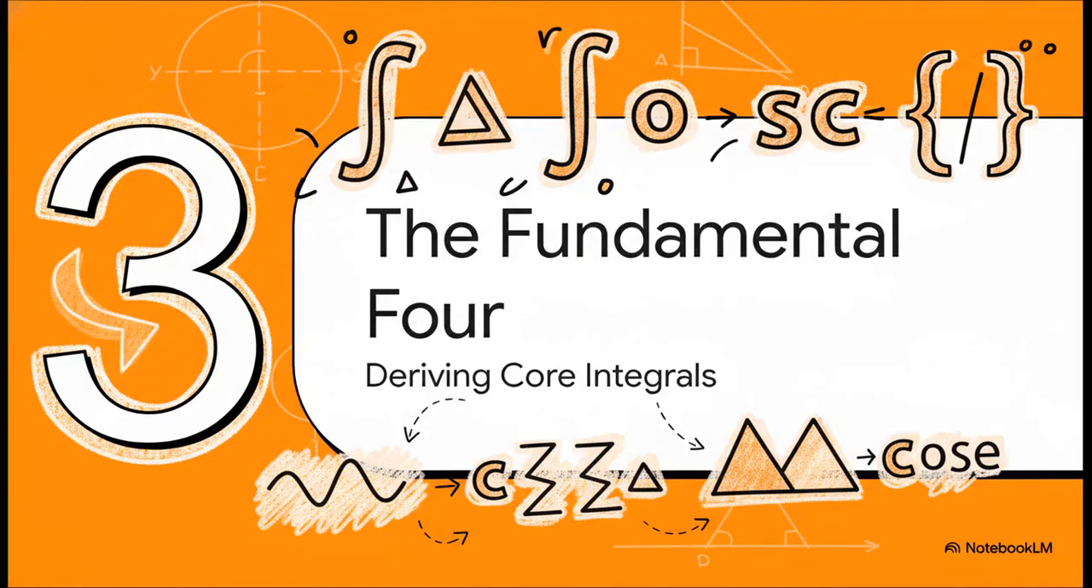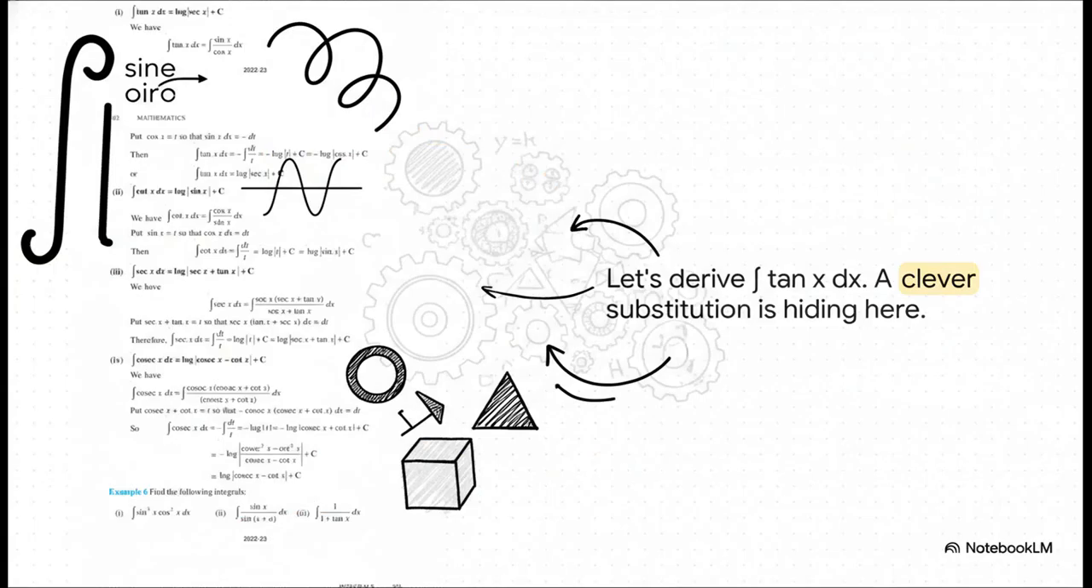All right, let's head into Section 3, the fundamental 4. Now, you probably had to just memorize the integrals for tangent, cotangent, secant, and cosecant. But did you ever stop and wonder where those formulas actually come from? Well, it turns out they're built using the exact same ideas we've been talking about. So for our example, let's just pick one and derive the integral of tangent of x. You might have the answer memorized, but seeing how it's built is actually really cool. And it all comes down to a clever substitution.